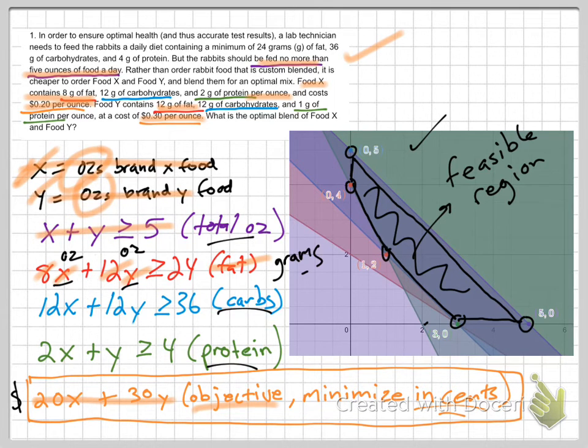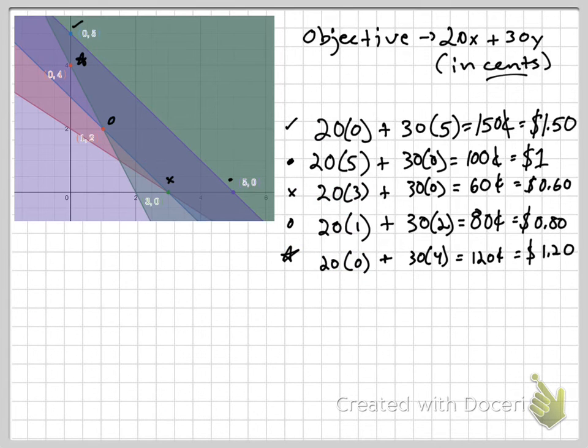Okay? So we're going to take these vertices and plug them into our objective function here, which looks like this. And now remember, the problem asked for the best combination of food, and we know from context they want to spend the least amount of money possible. So the least amount of money possible is 60 cents to meet all of those criteria. And that is right there.